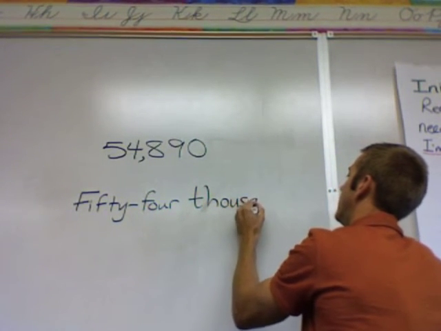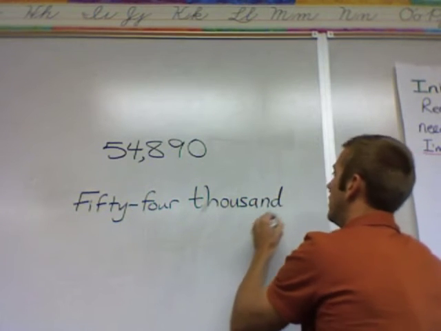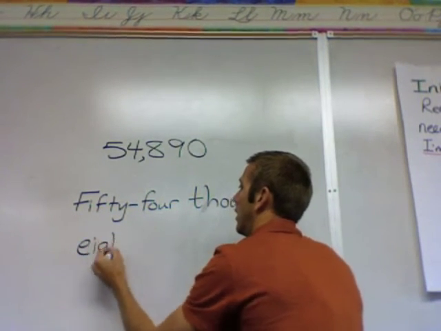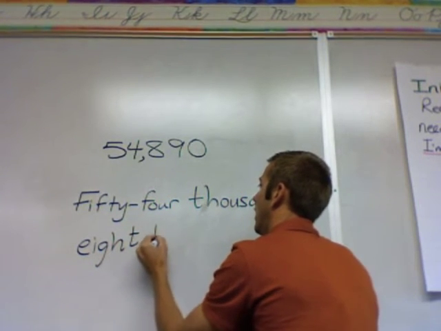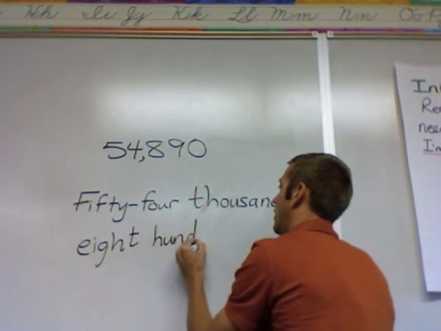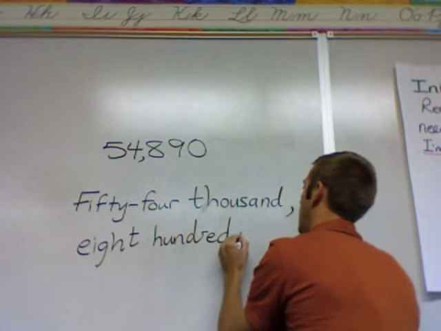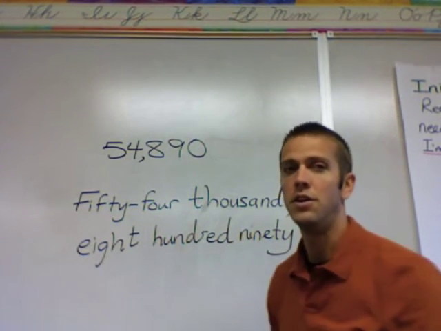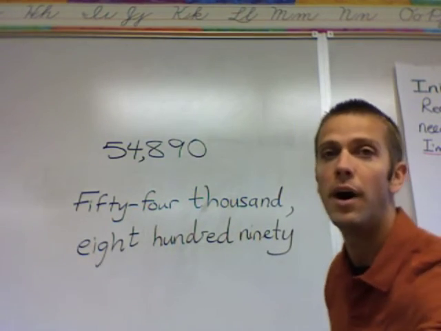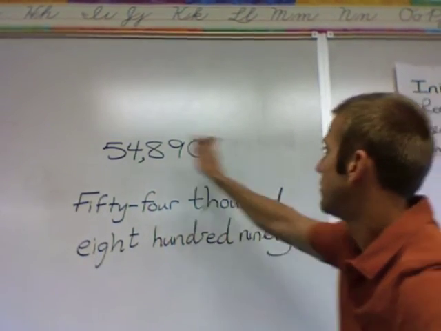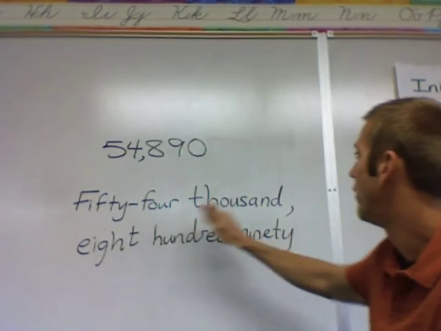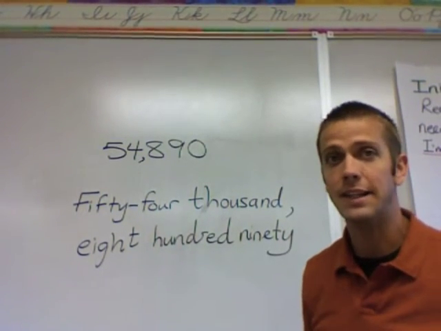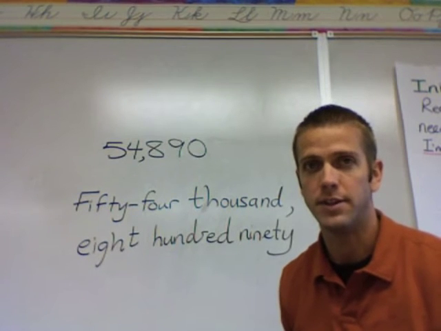54,000, comma, 890. Notice that the only comma I have is placed right where this comma is. 54,000, comma, 890. There's no "and" in there because there were no decimal places.